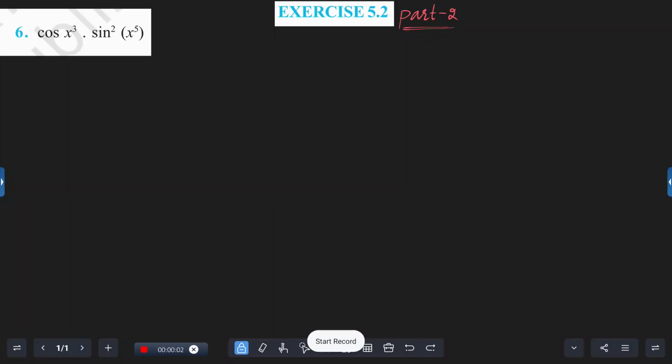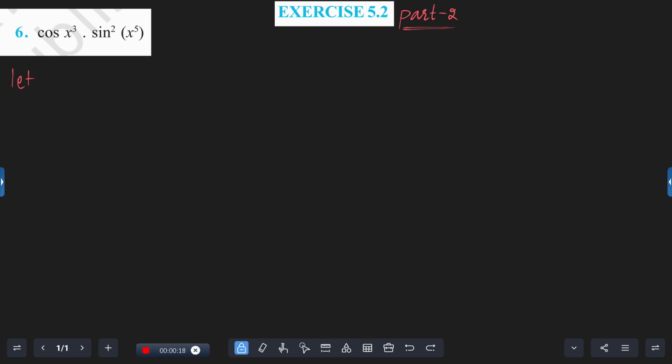Children, listen. Exercise 5.2, part number 2 in this exercise. We have already uploaded the introduction plus 5 sums as part 1. This is part 2, and we are going to do question number 6. They have asked us to find just the normal derivative here.